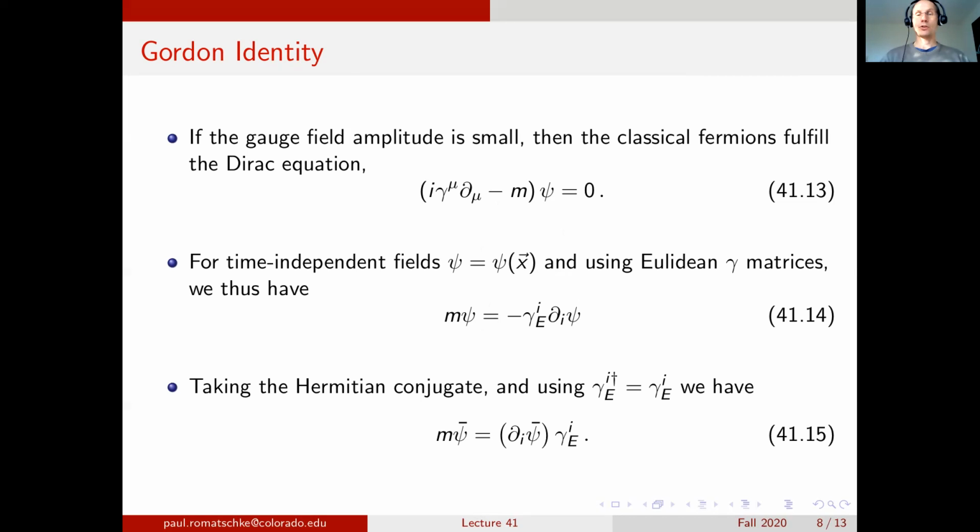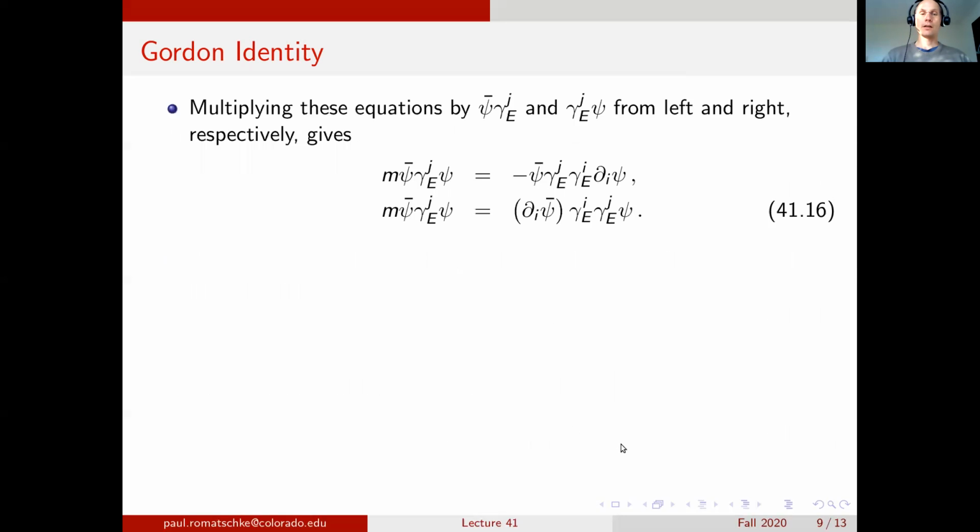We can take the Hermitian conjugate of this equation and multiply by gamma naught, such that we find on the left-hand side just m psi bar, and on the right-hand side, if we use the hermiticity of the Euclidean gamma matrices, we find that this is d i psi bar gamma i E. Now that we have these two equations, we can multiply the first equation by psi bar gamma j from the left and gamma j psi from the right for the other equation. These two equations are now listed in equation 41.16.